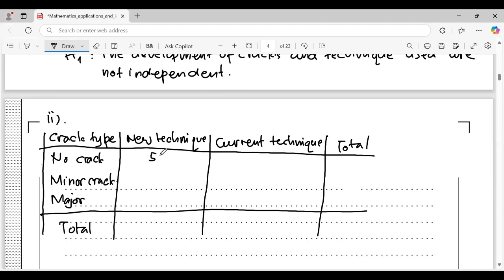No crack 53, then this is 88, 141, 54, 96. The total is 150. 13 is 56, and the total is 69. Okay, this column total is 120. This column total 240, and the total is 360. This is the population.